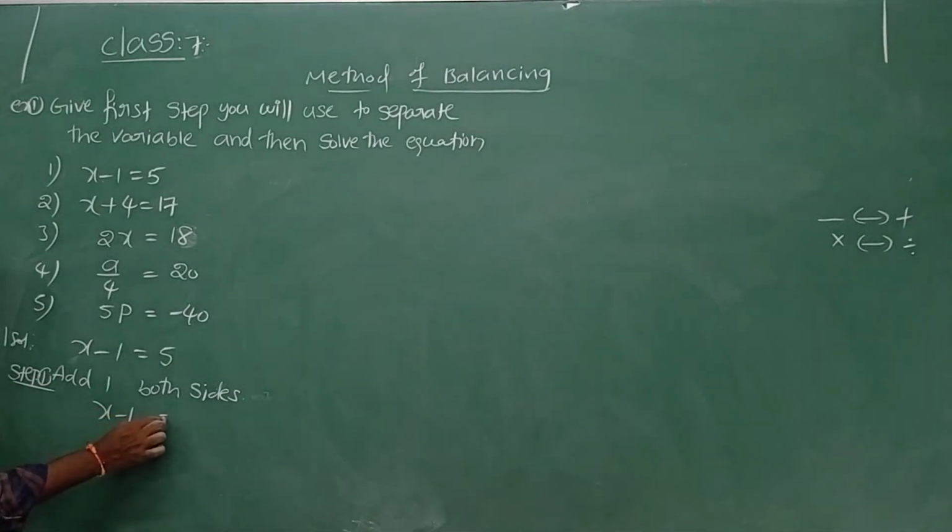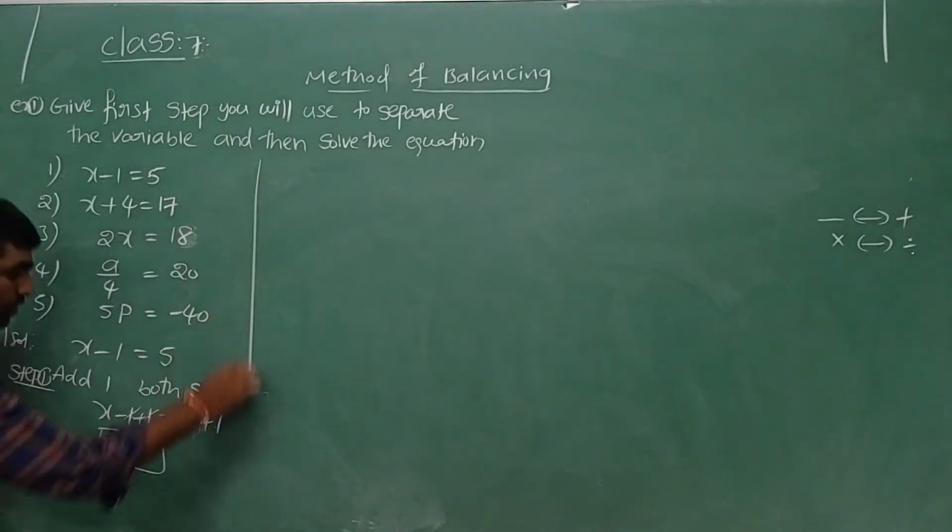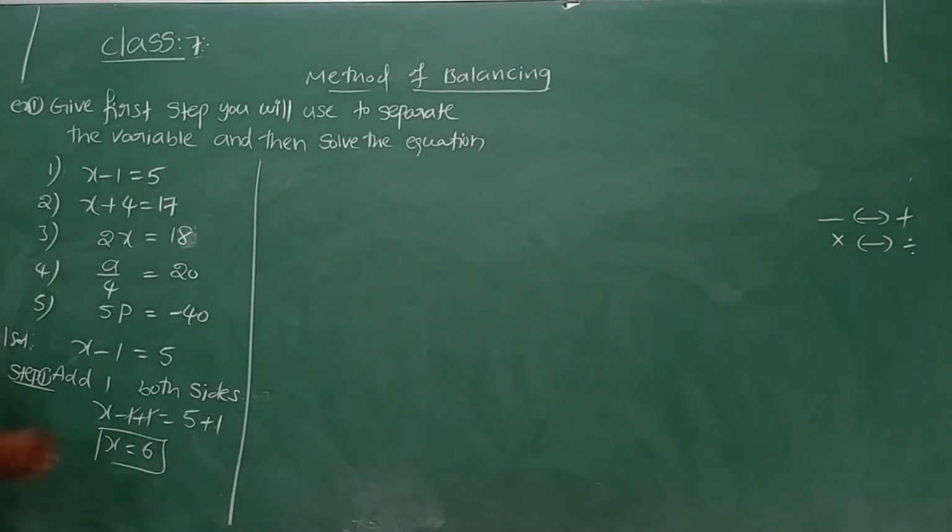x minus 1 is equal to 5. LHS will add plus 1, even RHS also plus 1. Minus 1 plus 1 is 0. x is equal to 5 plus 1, 6. I got x is equal to how much? 6. Then we go for the next, second one.